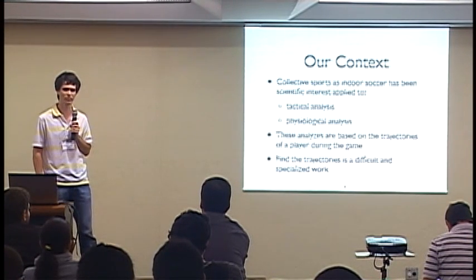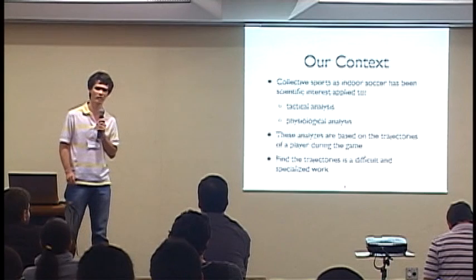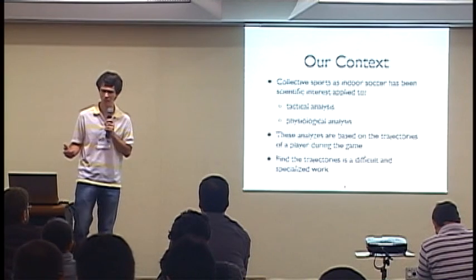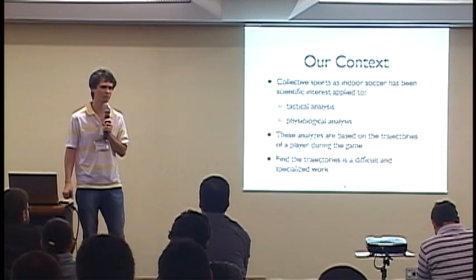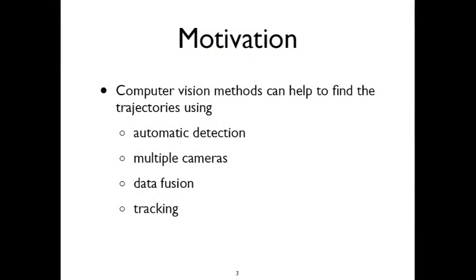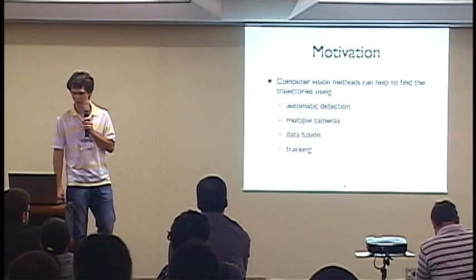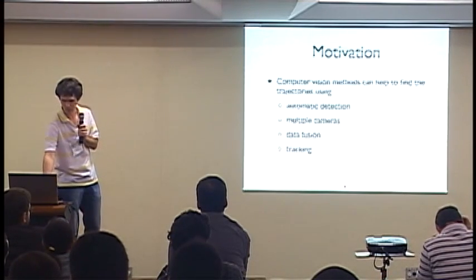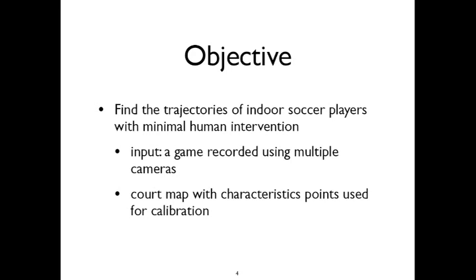Finding these trajectories is difficult work, mainly if it is manually marked with specialized work. So using computer vision methods, we can help find the trajectories using, in our case, automatic detections, multiple cameras, data fusion, and tracking. Our objective is to find the trajectories of indoor soccer players with minimal human intervention.